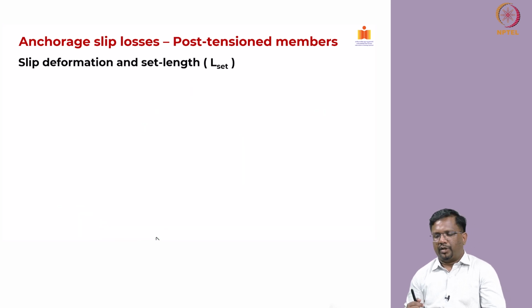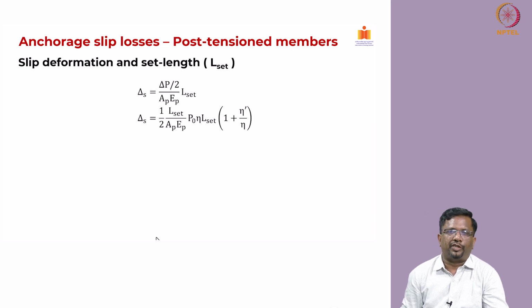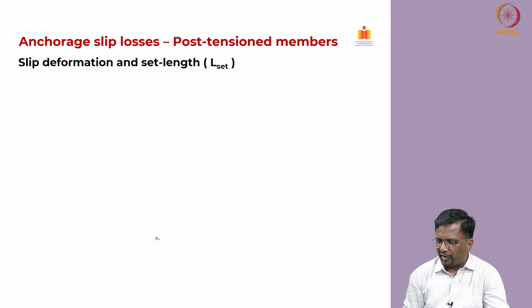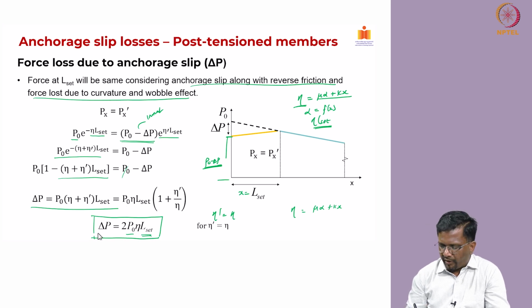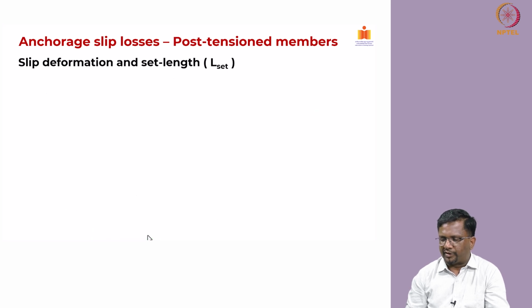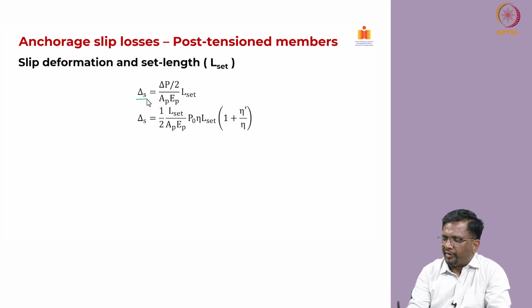Now, let us see slip deformation and set length. We should also calculate what is the slip deformation. Now we have found an expression for delta P, and P naught I know, and eta is your friction coefficient and wobble coefficient and the cable profile, all those things we can calculate. Also I do not know what is the setting length. So, to calculate delta P, I need to know the setting length as well. So, we need to now find an expression for your setting length. Now, let us see what is the slip deformation and set length equation. Now, we know what is the slip deformation.